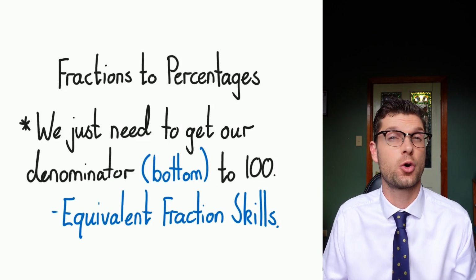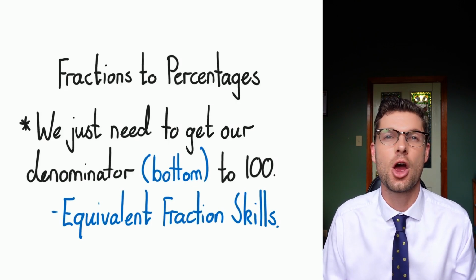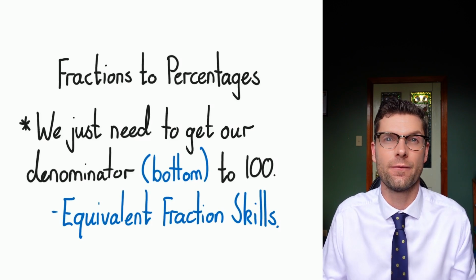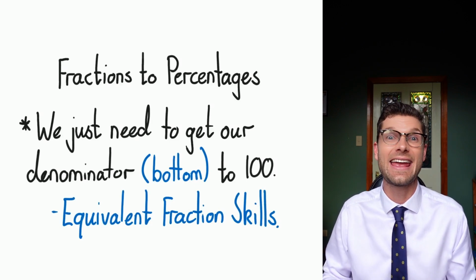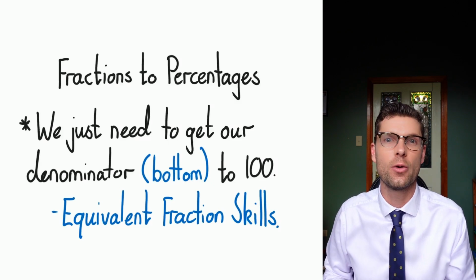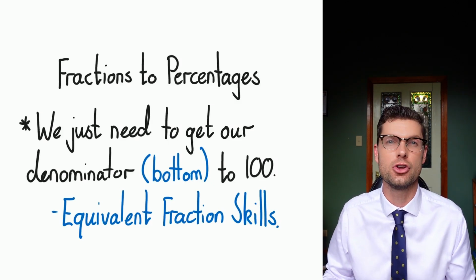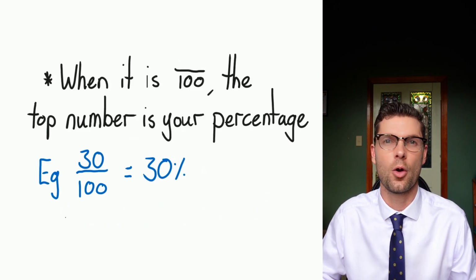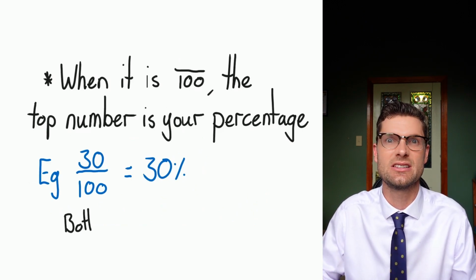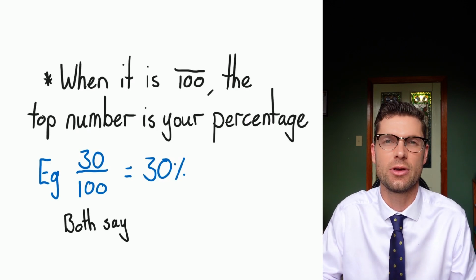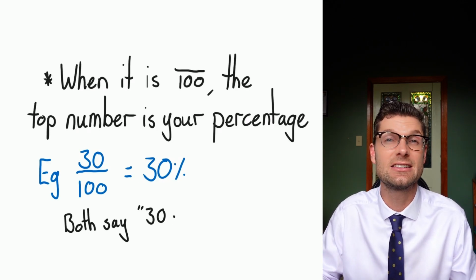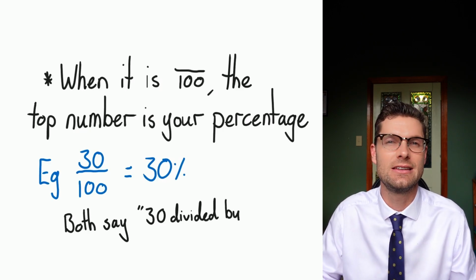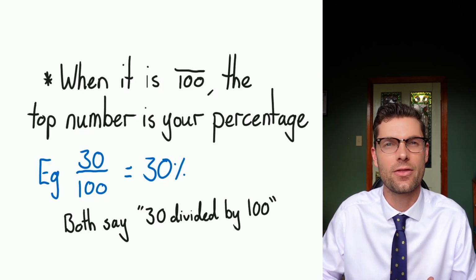And because we've already talked about what percent actually means, we've got a really good indication of how to do this. As long as we come up with a fraction that has 100 on the bottom, it will be a percentage. Then all we need to do is write down the top number, or the numerator, and we will be fine. So an example of this would be 30 over 100. We would just say that this is equal to 30%. The top number is the percentage we look at. What's important to remember is that both of these things are saying 30 divided by 100. They just look different. One of them's a fraction and one of them is a percentage.